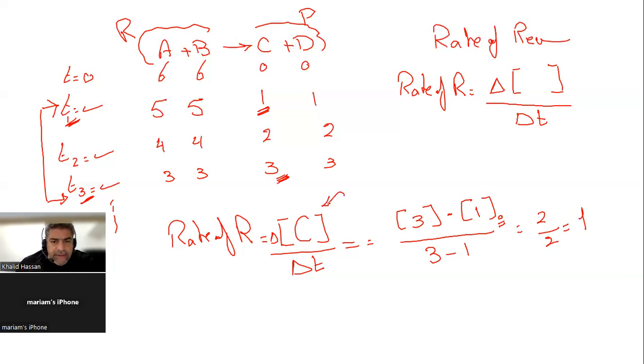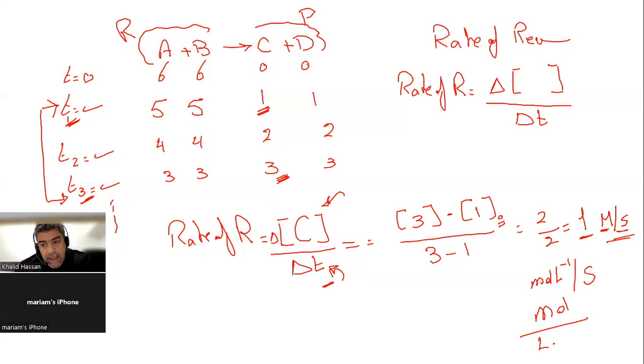The unit of concentration divided by the unit of time. Usually the unit of concentration is molar, and the unit of time is a second. So I will have a rate of 1 molar per second. Of course, what does molar equal? Mole per liter. You know that. Over S. So this will be mole per L S, or mole L minus 1 S minus 1.